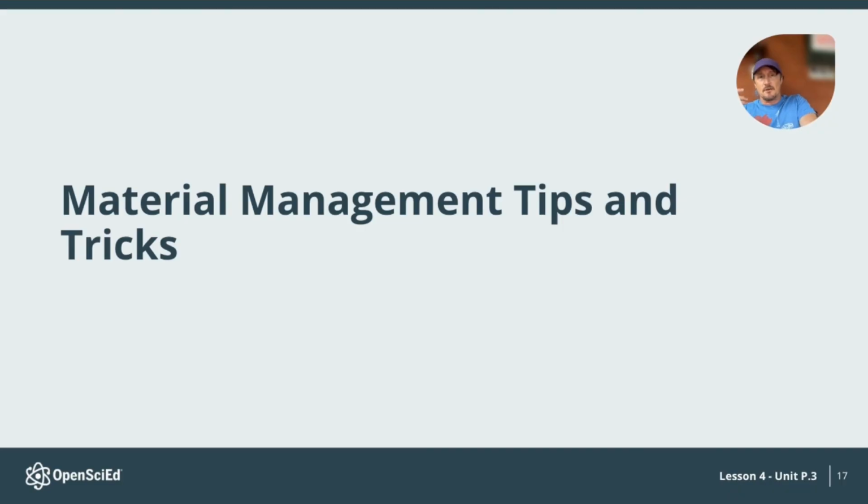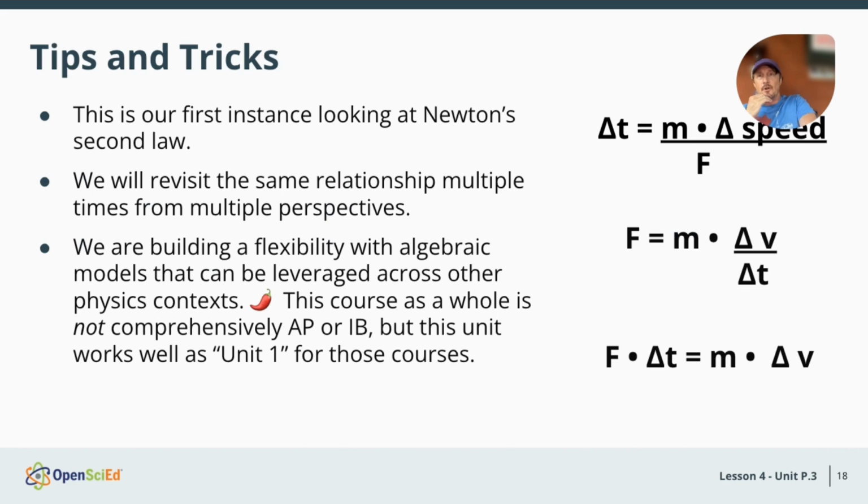Some tips and tricks about this lesson. First off, this is our first instance of looking at Newton's second law, but we will revisit this same relationship multiple times throughout the unit from multiple perspectives. I'm showing you these three perspectives on the right. These are the same relationship, just expressed in different ways: basically F equals ma if we're hitting something, or this relationship down here is essentially conservation of momentum.